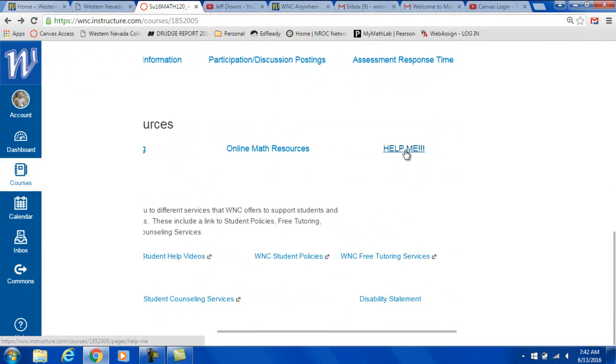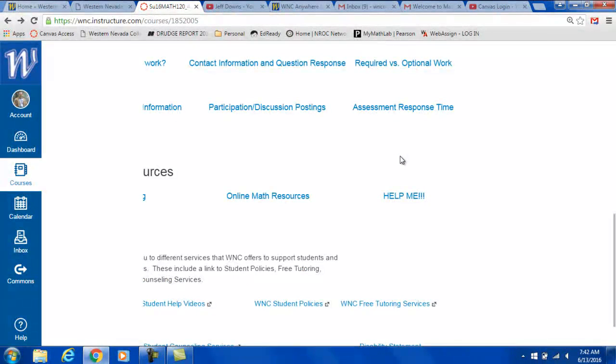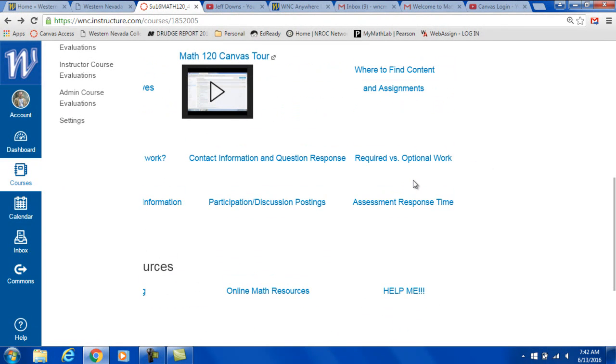What else was over there that's kind of hidden now? We have Help Me. The big thing is don't panic. If you put things off until 5 minutes before everything is due, maybe panic, but that's kind of on you. Assessment response time is usually about 48 hours, not including weekends or holidays.